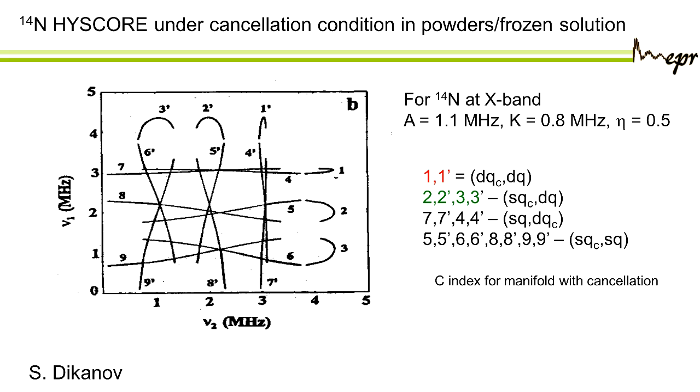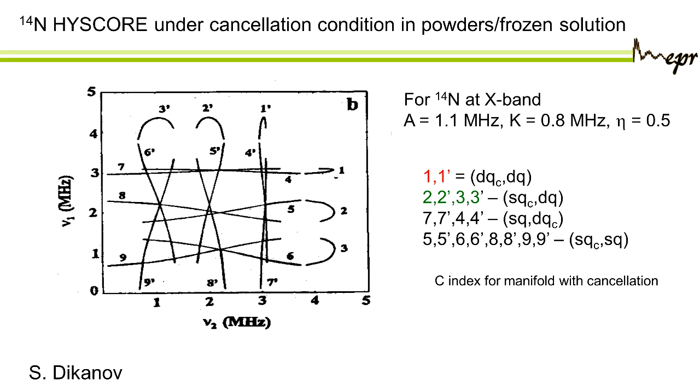But we all know that we usually don't have single crystals, and often we have frozen solutions or powders. So now, instead of getting dots for the cross peaks, we will get ridges, like just the first example that I showed you with the protons. So here, this is the case of HYSCORE of a frozen solution under cancellation conditions. So we know that we have 3 lines that are 3 frequencies that are field independent, and then we have other 3 that are orientation dependent.